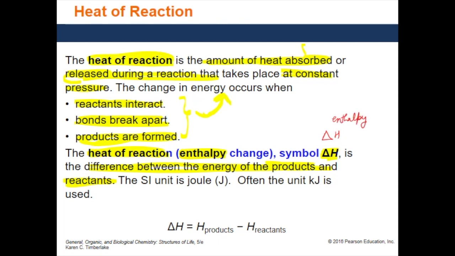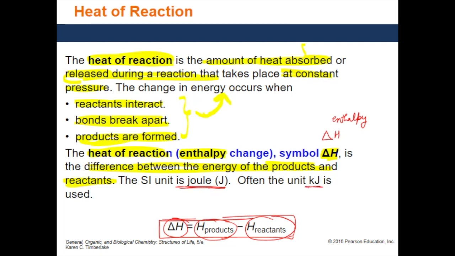So delta means change in enthalpy of products and reactants, and this is usually given by this particular formula where delta H is H of the products minus H of reactants. So enthalpy of the products minus enthalpy of reactants. It's always product minus reactant. So whatever is the energy of product minus energy of reactant, that would be the heat energy that is involved in a reaction. And the SI unit for energy we have seen before is joules, or it can be kilojoules.